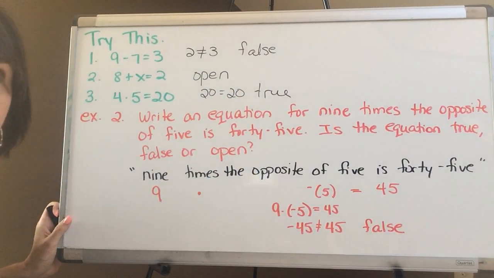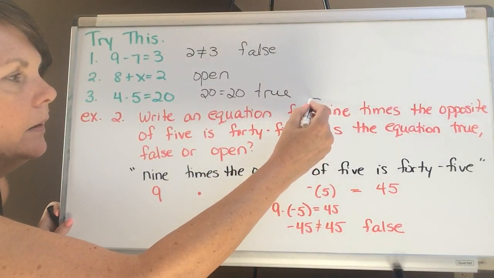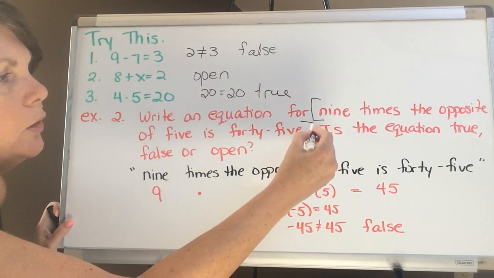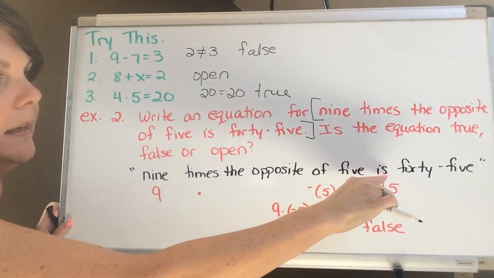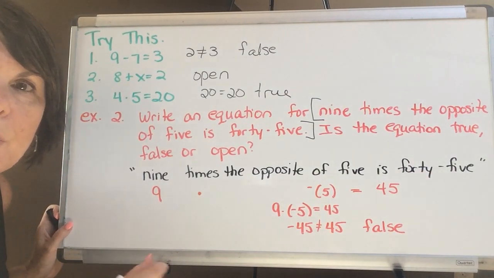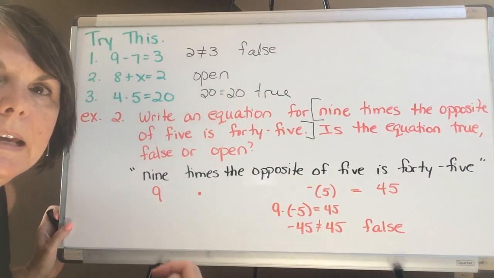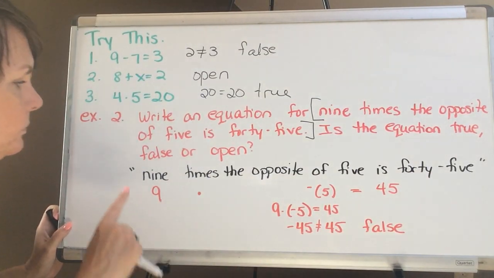Look at example 2. Write an equation for 9 times the opposite of 5 is 45. Is the equation true, false, or open? Well, I want to start right here to here. 9 times the opposite of 5 is 45. I want to take those words. Now I want to translate them into a numerical expression.